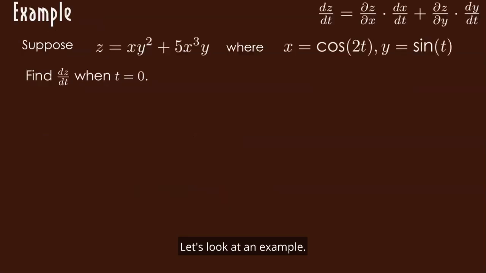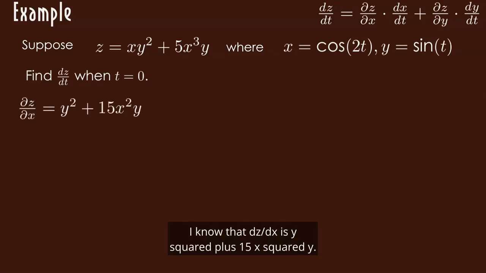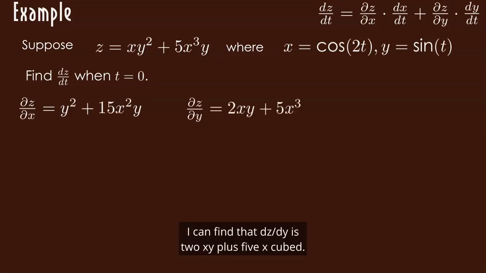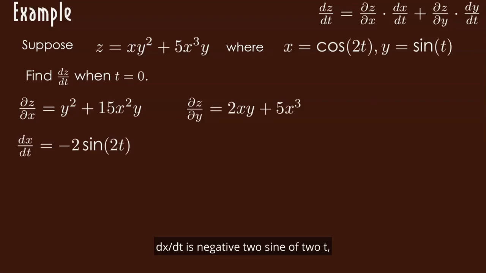Let's look at an example. Suppose I have z equals xy squared plus 5x cubed y, where x is cosine of 2t and y is sine of t. I want to find dz/dt when t is equal to 0. First, I need to find the different parts of my derivative. I know that dz/dx is y squared plus 15x squared y. I can find that dz/dy is 2xy plus 5x cubed. Finding the derivatives of x and y with respect to t, dx/dt is negative 2 sine of 2t, and dy/dt is cosine of t.